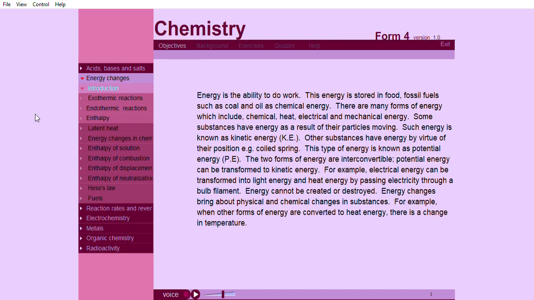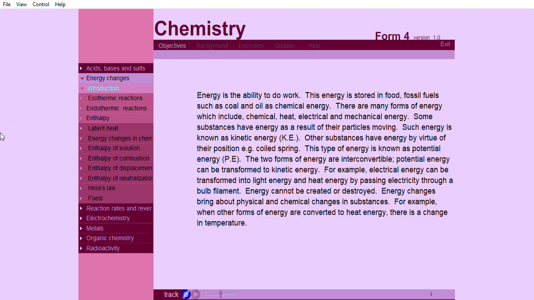The two forms of energy are interconvertible. Potential energy can be transformed to kinetic energy. For example, electrical energy can be transformed into light energy and heat energy by passing electricity through a bulb filament. Energy cannot be created or destroyed.